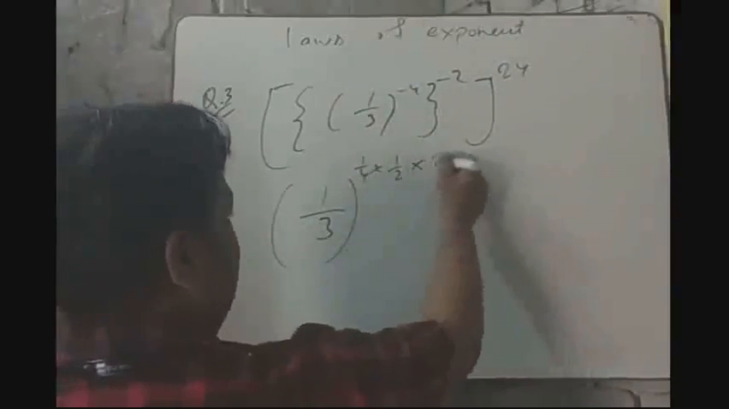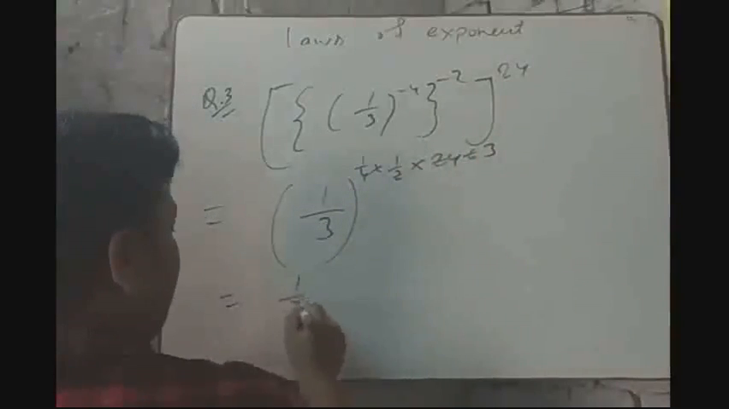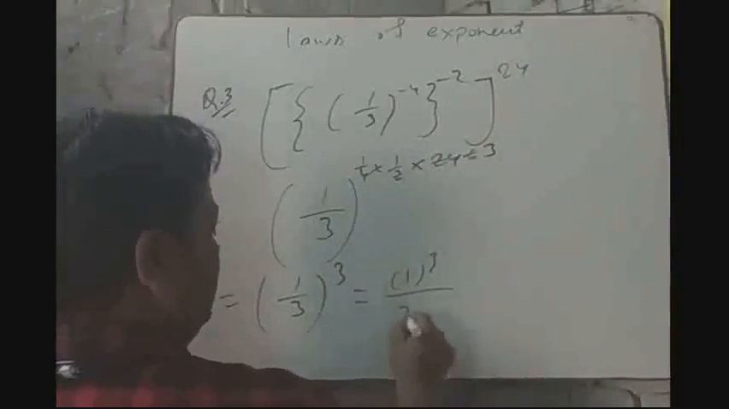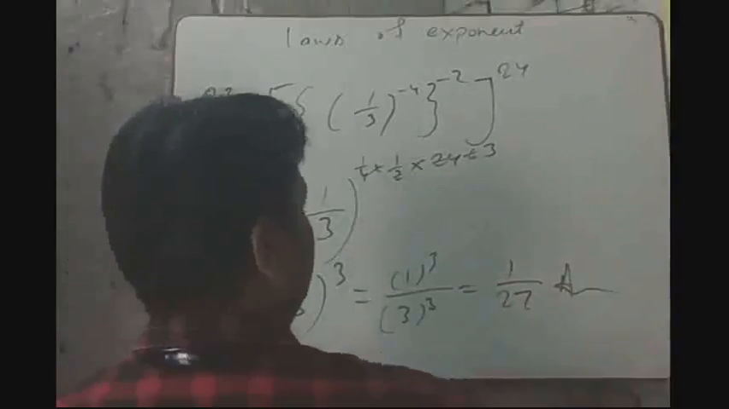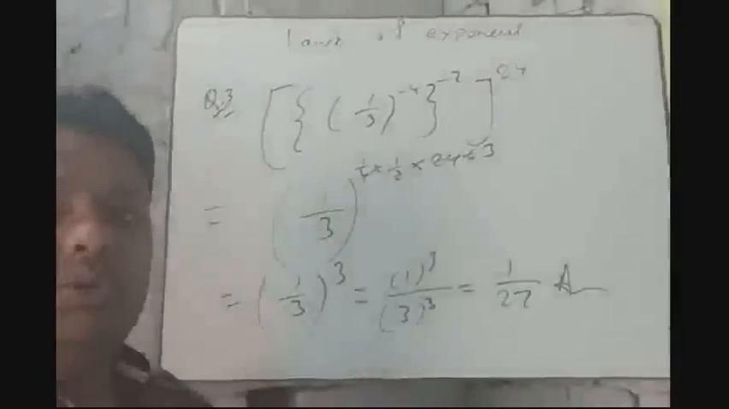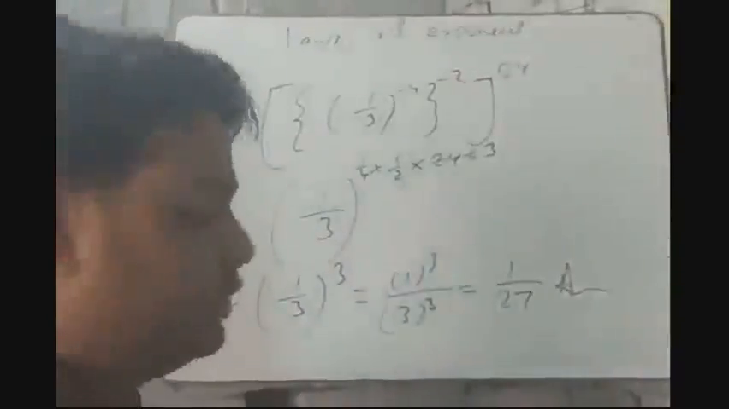So 4 6 ja 24, 2 3 ja 6. That is 1 by 3 to the power 3. It means 1 cube by 3 cube. So it will be 1 by 27. Like this we will solve. We will not separate it one by one. It will take long time. So we will use multiple. We will use law of exponent. Then it will be easy to solve. Okay. Now let's move to the next example, the fourth example.